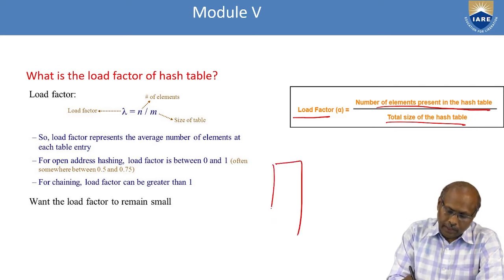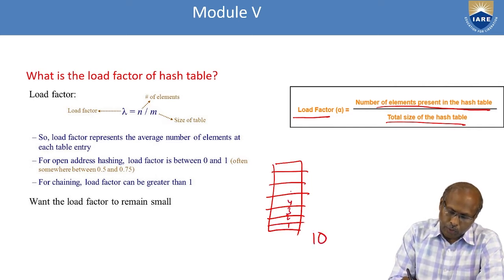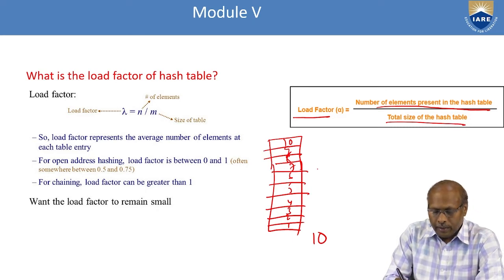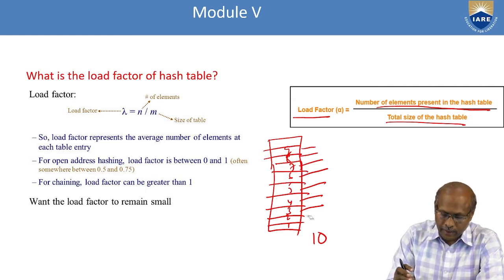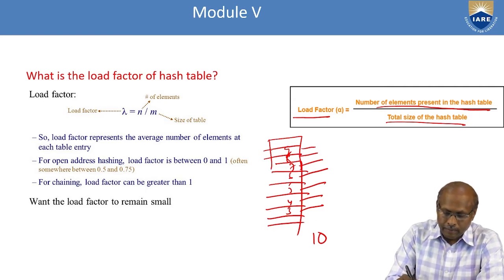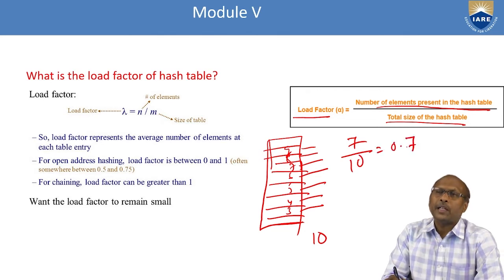Assume there is a hash table with capacity 10: 1, 2, 3, 4, 5, 6, 7, 8, 9 and 10. But out of 10, assume only 7 data are there: 1, 2, 3, 4, 5, 6, 7. The remaining slots are empty. That means out of 10, 7 are filled. So my load factor will be 7 by 10, that means 0.7. So you can calculate it this way.